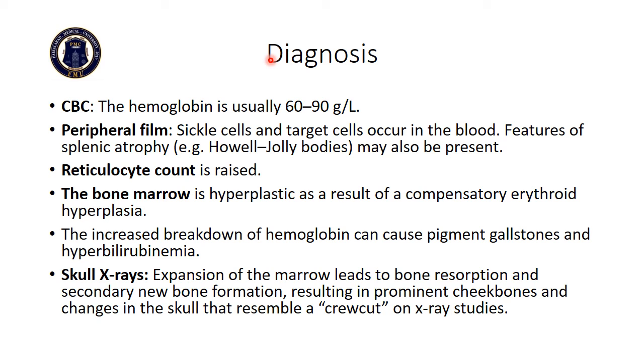They are normally removed by the spleen, but as a result of autosplenectomy, these cells are not destroyed and they circulate freely in the blood. Reticulocyte count is raised as a result of hemolysis. Bone marrow is hyperplastic as a result of compensatory erythroid hyperplasia. The increased breakdown of hemoglobin will cause pigment gallstones and hyperbilirubinemia.